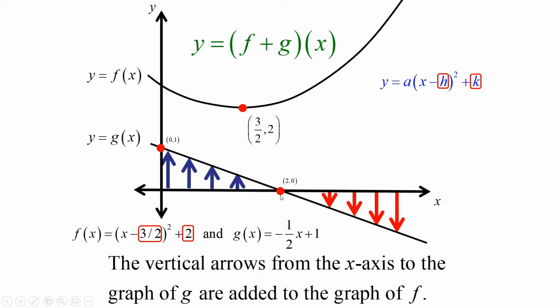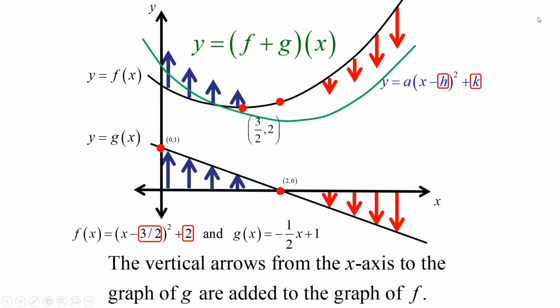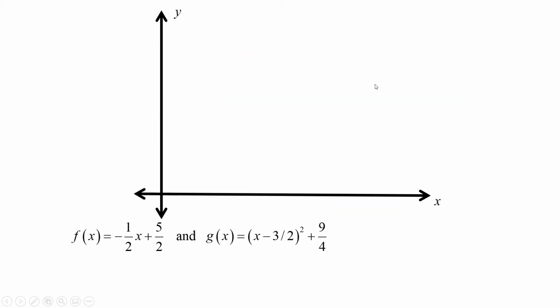So I would start right here where g is 0, and I would put a point on f plus g right there. I missed it a little bit there. And then the blue arrows will be over here on the left, and the red arrows will be over here on the right. Now look at this. A very rough sketch of f plus g of x would be this graph right here. Isn't that cool? And there it is. Wow.